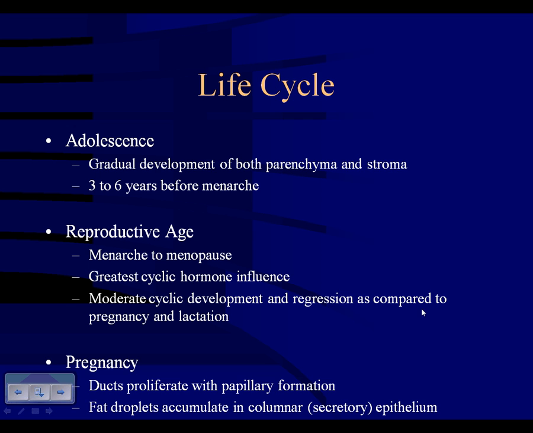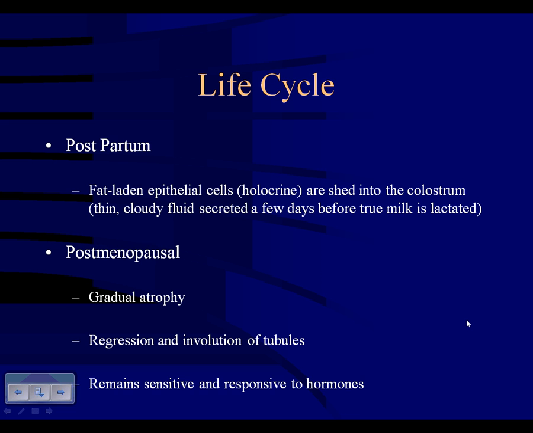Now, at adolescence in females, there's gradual development of both the parenchyma and stroma. At reproductive age, you get your greatest cyclic hormonal influences. And of course, at pregnancy, the ducts proliferate and become very prominent. They can even show papillary formations within the acinar and ductal elements. And you tend to get lots of fat droplets and lots of cytoplasm in those secretory cells that make up the acinar units.